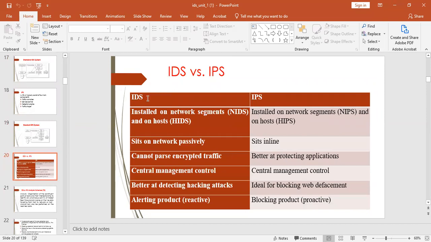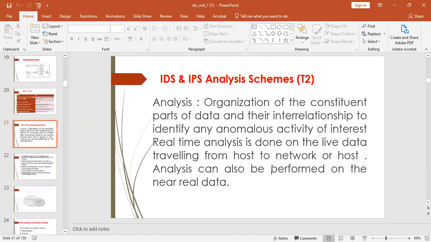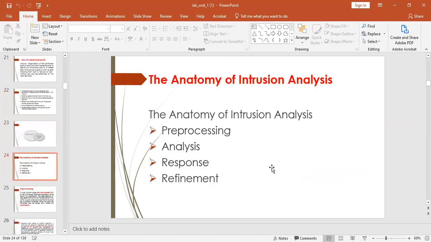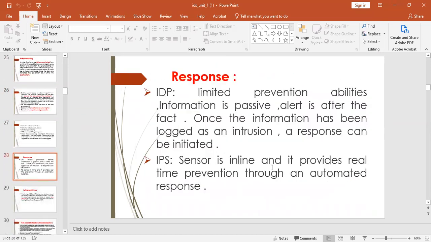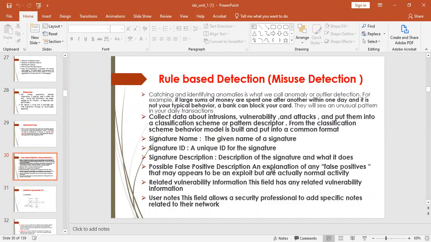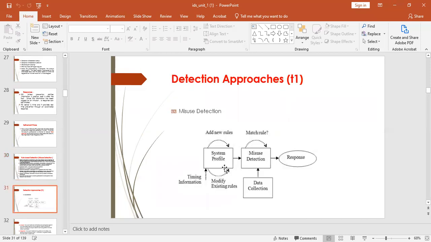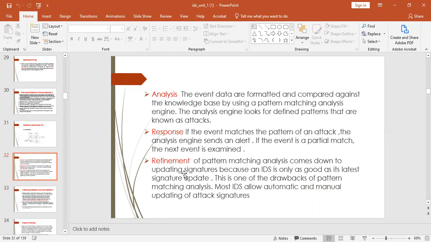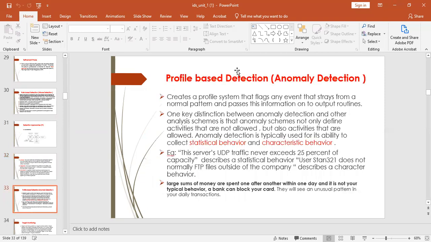So here is a major difference between IDS and IPS. This is the most expected question in the first unit. And the next one is rule-based detection or misuse detection. Both are the same. Here you have a block diagram. You have to draw this block diagram and explain what is analysis, what is response, and what is refinement.